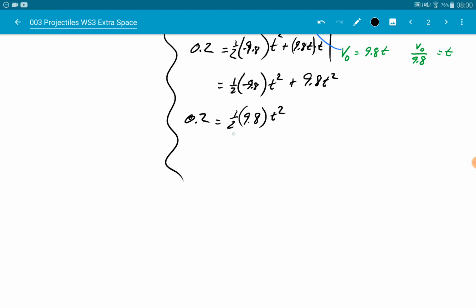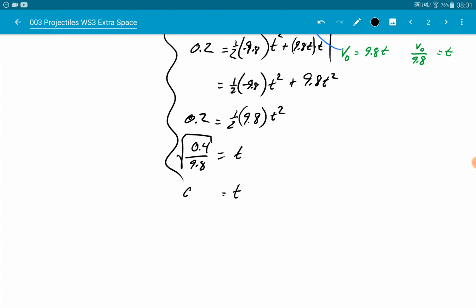And now I just solve this and multiply by 2 to get 0.4 on that side, divided by my 9.8, and that's equal to t squared. Let me take the square root of both sides there. And so I have t is equal to that. So now my total time in the air, grab my calculator, that becomes a super simple one. Glad I solved for v naught and put that in.